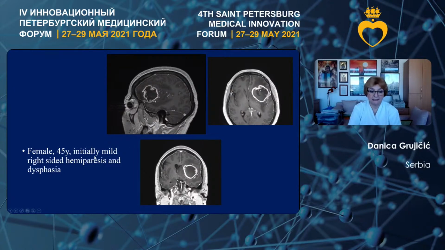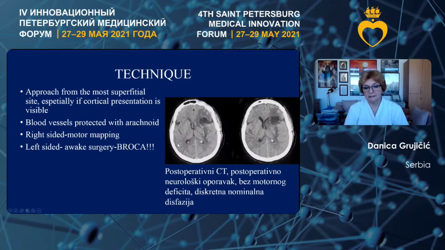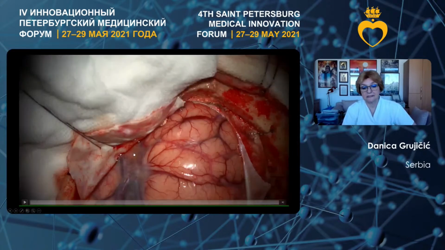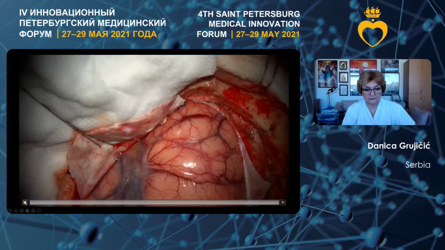Another patient, female, 45 years old. Initially, she had mild right-sided hemiparesis and dysphagia. That's what we managed to do. Radical dissection turned out to be possible. After the well, we had the approach from the most superficial side, especially after that we did the surgery.